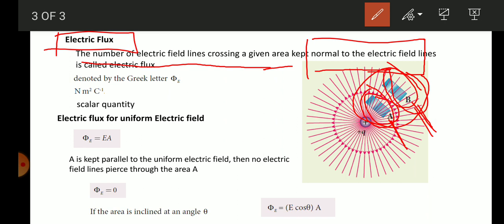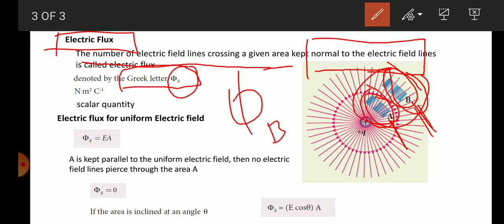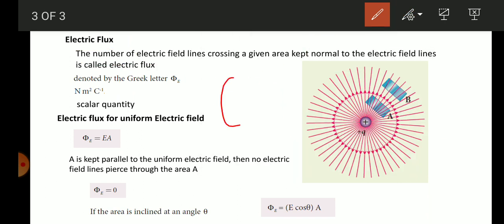Electric flux will be denoted by the Greek letter phi. This symbol is called phi. Phi E is nothing but the electric flux. In 11th standard we studied phi B, that is called magnetic flux. Here it is electric flux. Phi can be easily written by putting an O and simply putting a line at the center. This is called phi, that is flux. Then the SI unit for this electric flux is Newton meter square Coulomb power minus 1, and it is a scalar quantity. This is what electric flux is.